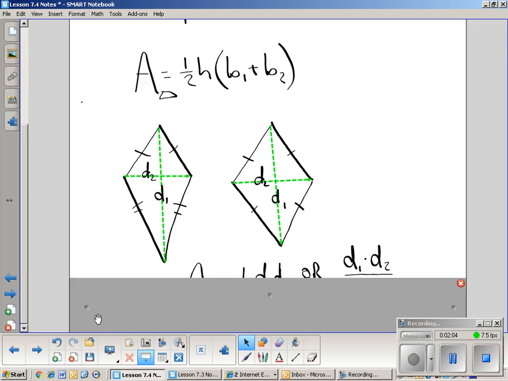Okay, here I have a kite and a rhombus. The one on the left is a kite. The one on the right is a rhombus. Okay, we have diagonals for them. By the way, a rhombus is also a parallelogram. So if you wanted to, you could find the height and find the area using the area of a parallelogram. But there's a special formula that works really well, and it looks like this.